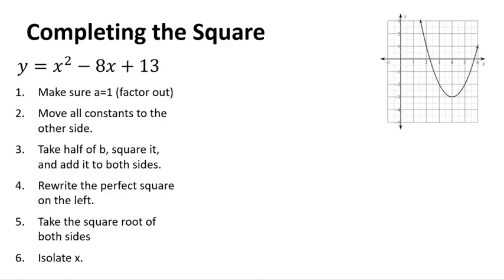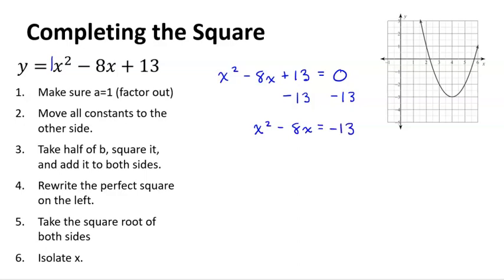The first step is you want to make sure A is 1. And in this case, A is 1, so we're good to go to move on to the second step. The second step says move all constants to the other side. So I'm just going to go ahead and write out what we have here. And instead of putting y, I'm just going to put 0. The second step says that we need to move all of the constants, or numbers that don't have variables, over to the other side. So I'm going to move this over to the right. And I end up with x squared minus 8x equals negative 13.